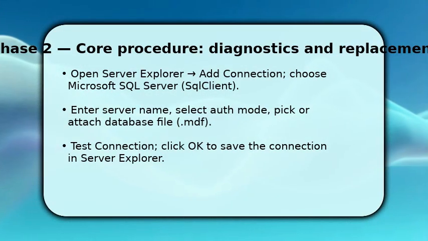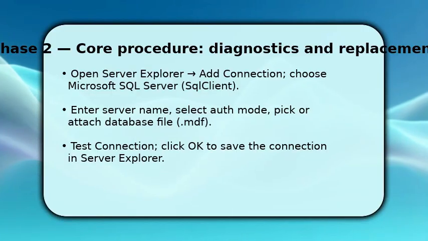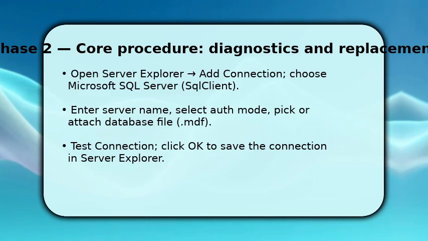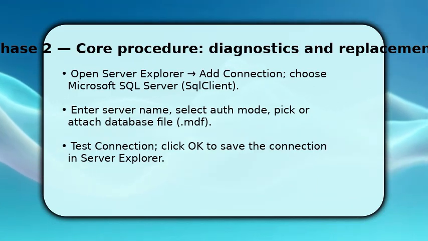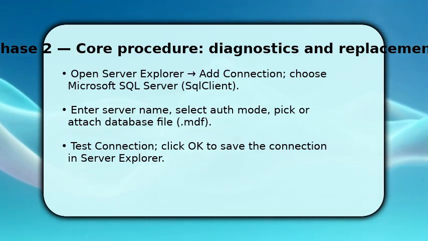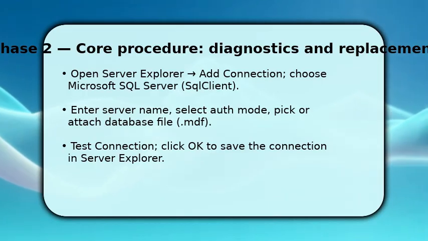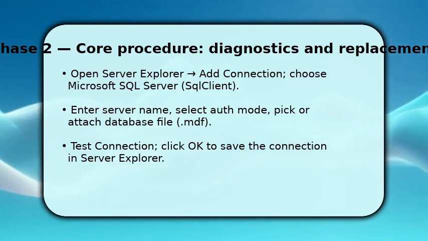In Visual Studio, open Server Explorer and choose Add Connection to begin connecting. Select Microsoft SQL Server, SQL Client, then type your server name, use \instance for local. Pick Windows Authentication for integrated security or SQL Server authentication with username/password if required. Choose an existing database or attach an MDF file.